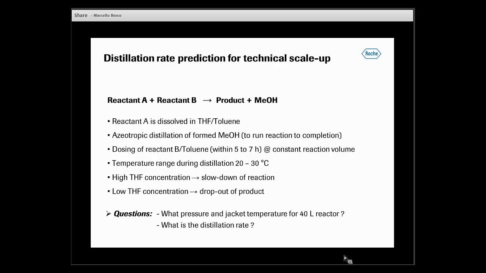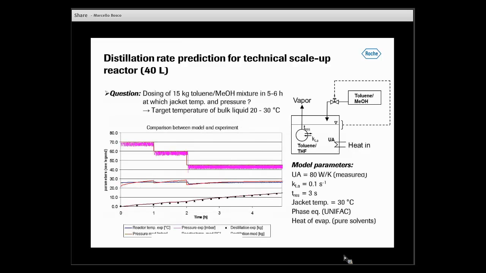What pressure and jacket temperature for a 40-liter reactor will be used, and what is the distillation rate of this process? So the question, we try to answer in a way that we looked only at the solvents. So somehow to predict the methanol which is formed with the reaction, we combined it with the toluene which we are dosing. On the right side you see the picture of how the model is set up.